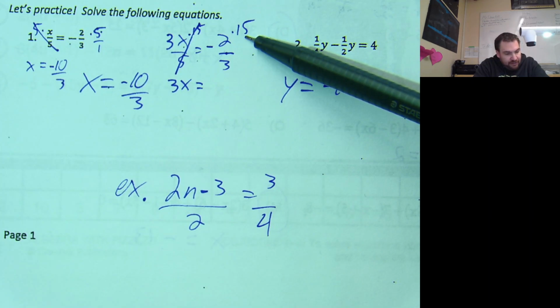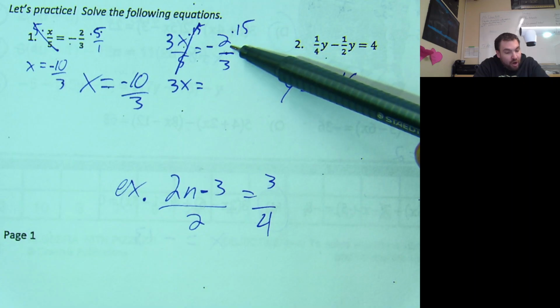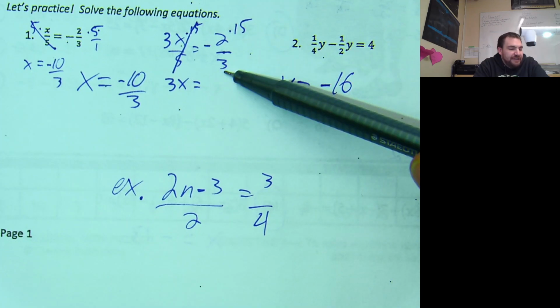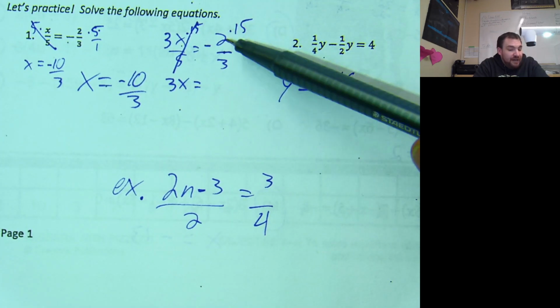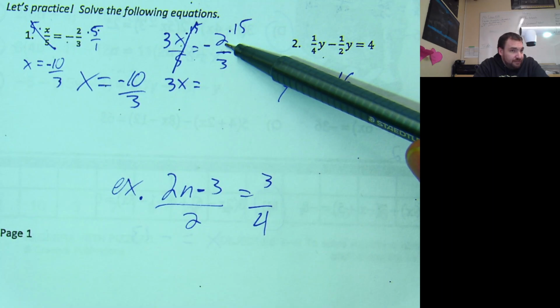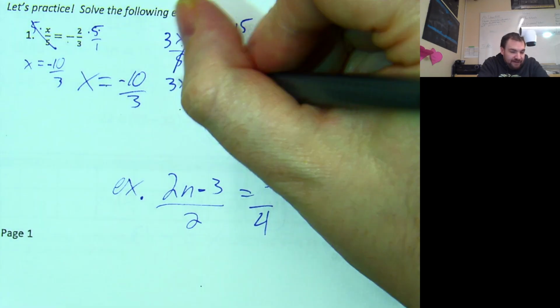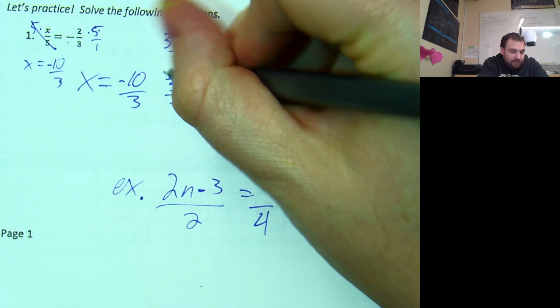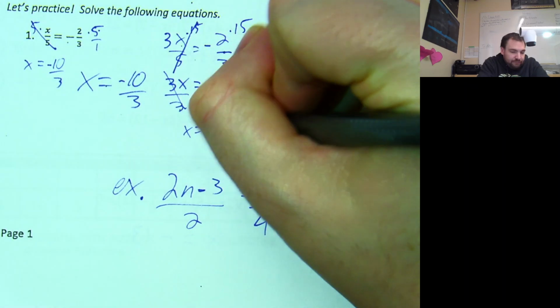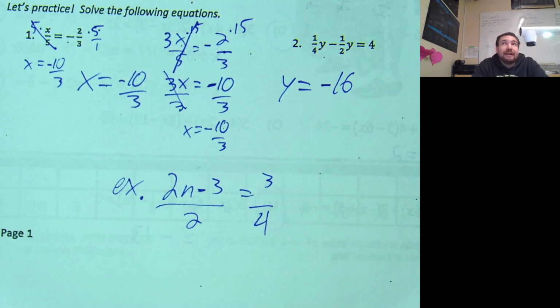Hold on, did I make a mistake here? Oh, no, we're good. 15 divided by 3 is 5, times negative 2 is negative 10. And then to get x by itself, I divide both sides by 3. Doesn't really matter which way you approach it. Number 1.